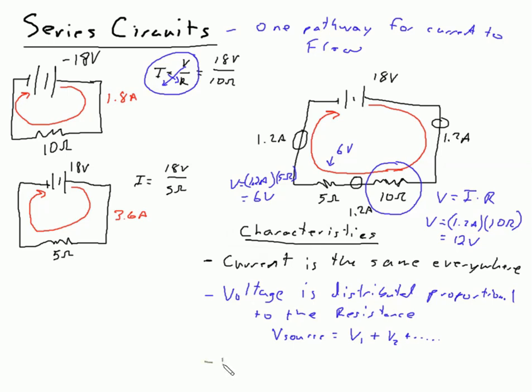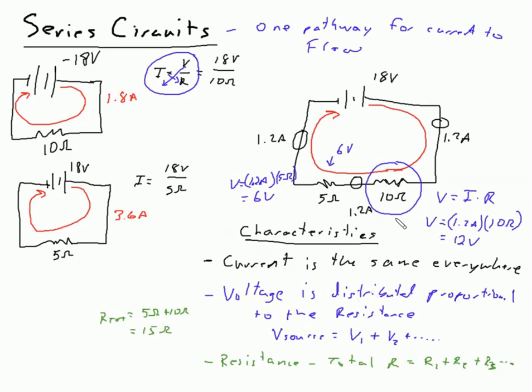Last for this would be the resistance, the total resistance of the circuit. Total resistance is simply the resistors added up. We just add up all the resistors, and that gives you your total resistance in the entire circuit. In this case we have 5 ohms and 10 ohms, so our total resistance should be 5 plus 10, which is 15. So that's 15 ohms as a total resistance.